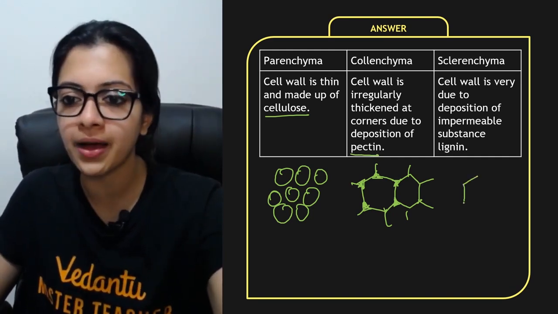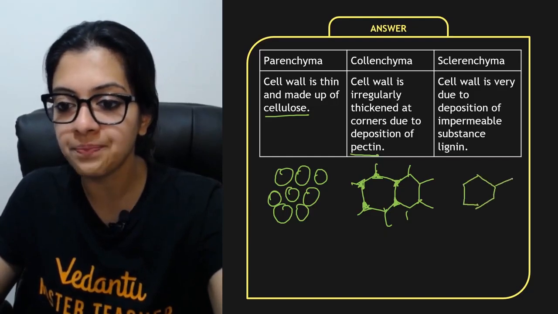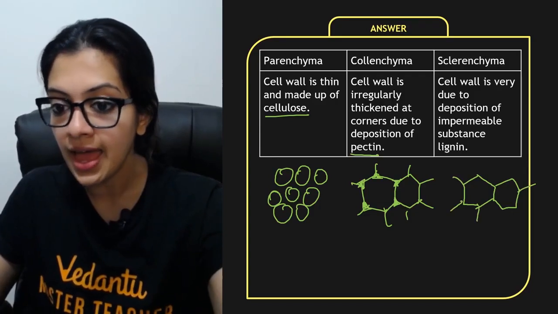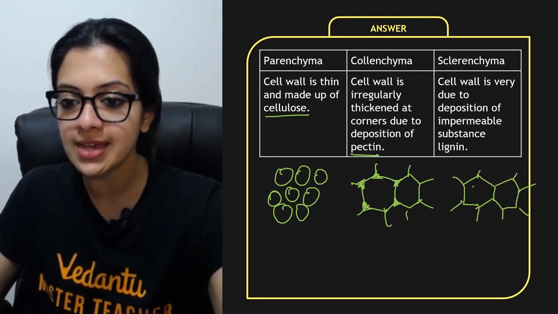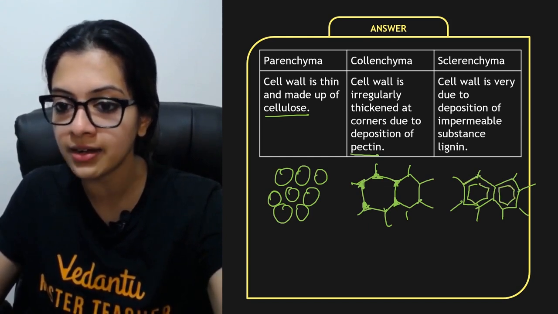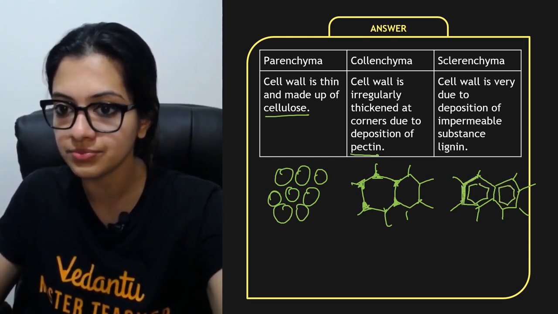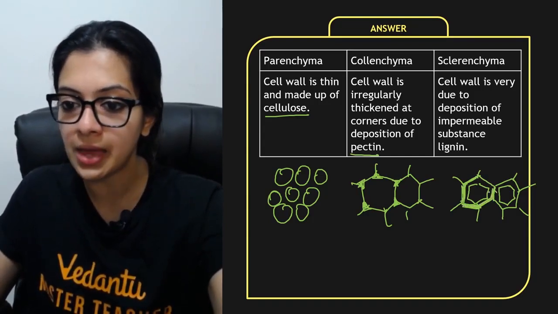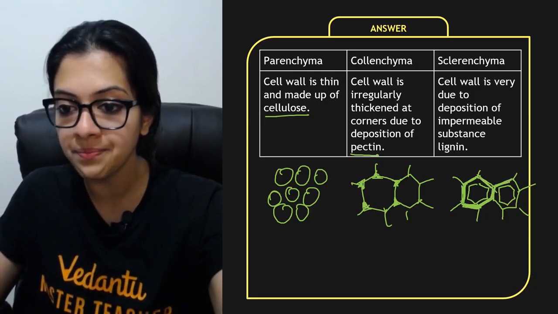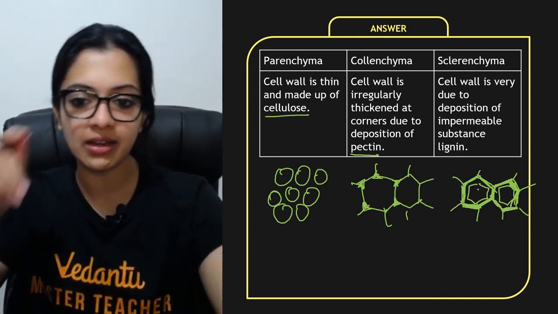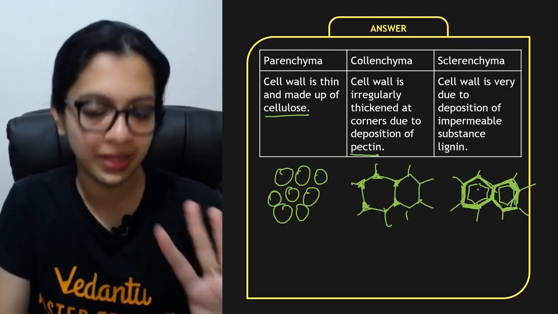And in sclerenchyma, the deposition is going to be very thick. It's going to be lignin deposition, and as a result, sclerenchyma walls are very, very thick. So in increasing order of thickness: parenchyma, followed by collenchyma, followed by sclerenchyma. I know I've created a mess, but don't worry. I'm just putting it here for your quick reference when you look at these notes.